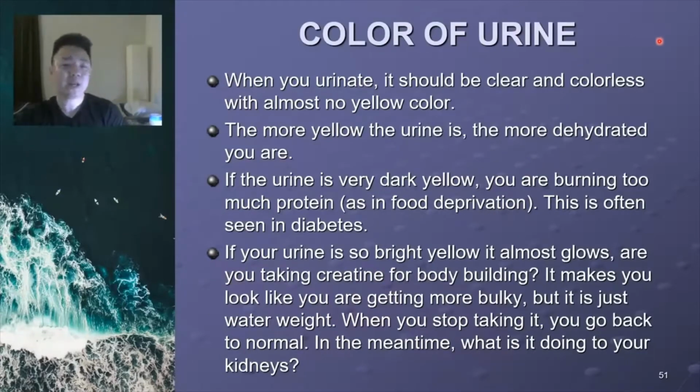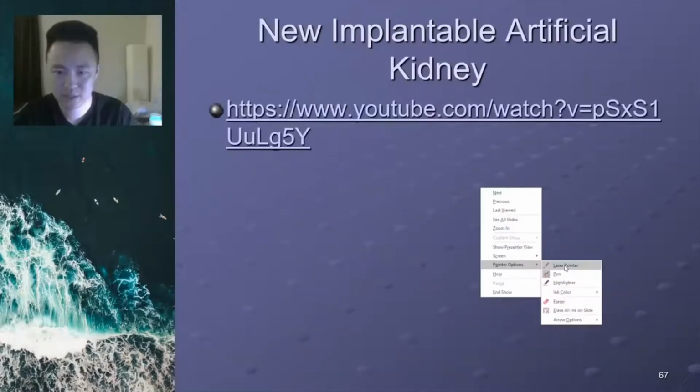Now when you urinate, it should be clear and colorless, or almost no yellow in it, maybe a little bit. The more yellow the urine is, the more dehydrated you are, and if the urine is very dark yellow, you're burning too much protein, as in food deprivation. This is often seen in diabetes. If your urine is so bright yellow that it almost glows, are you taking creatine for body?